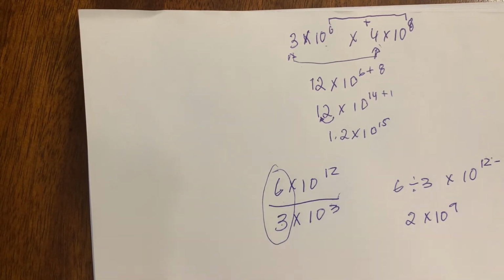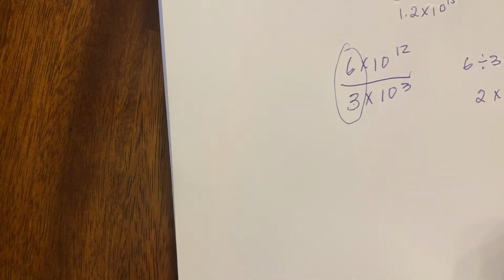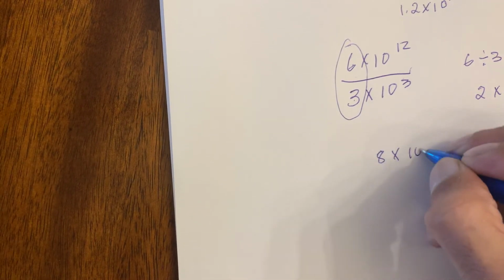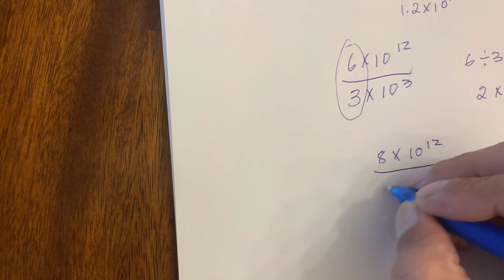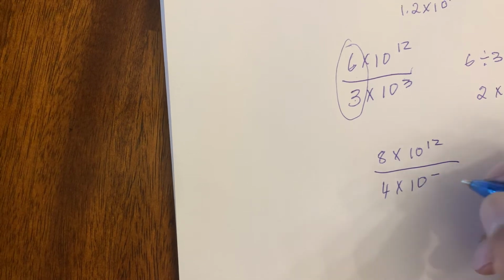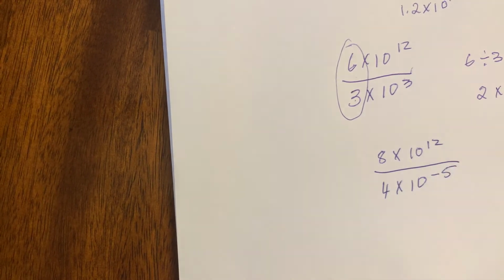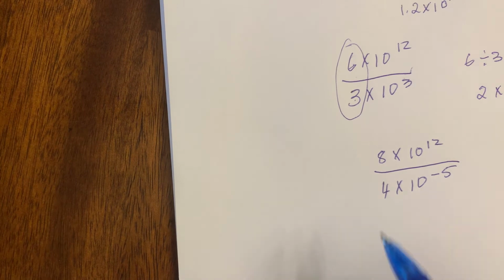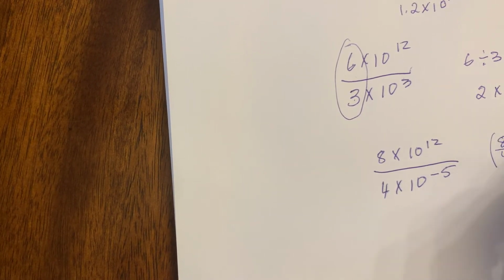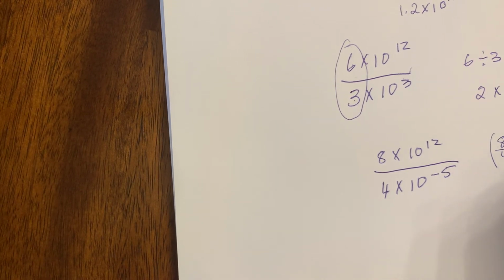As you see, if you were actually using really large numbers and writing them down, it'd be really tedious. Let me just do one more. I'm going to take 8 times 10 to the 12 divided by 4 times 10 to the negative 5. So here again, the 8 will divide by the 4, so I would have 8 over 4 times 10 to the 12 minus a negative 5.